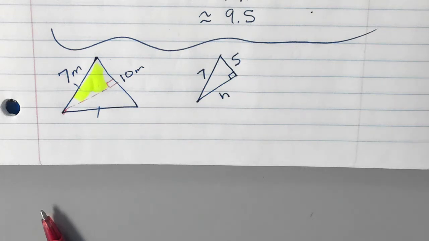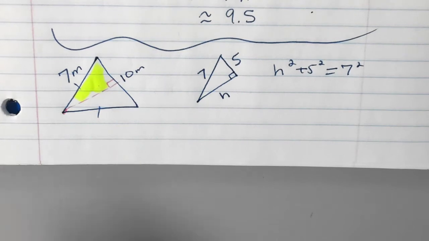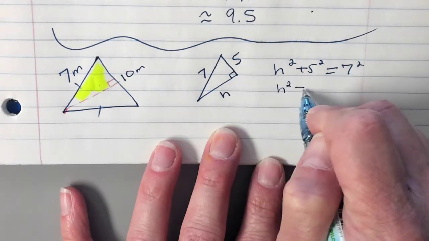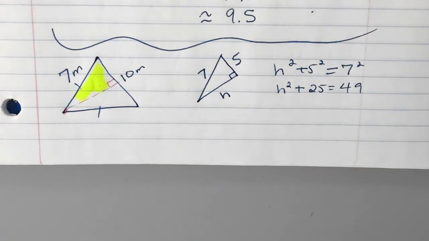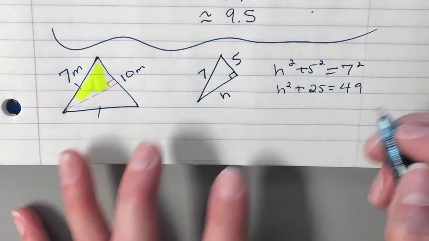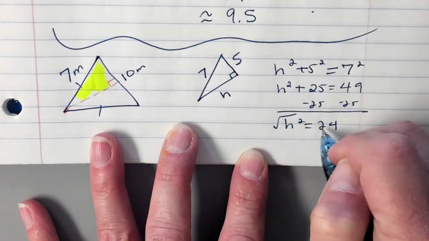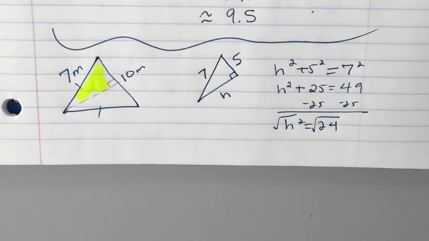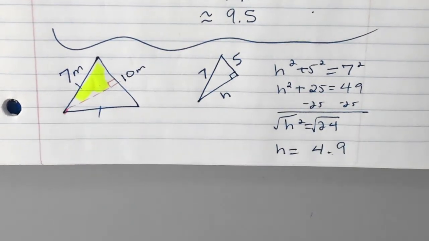Okay, so it is Pythagorean theorem time. H squared plus 5 squared equals 7 squared. And remember that the hypotenuse, the biggest of the sides in that triangle, has to be on its own. So when we square our values and subtract off our 25, we'll have h squared equal to 24. Take our square root. We're looking about 4.9 with rounding.